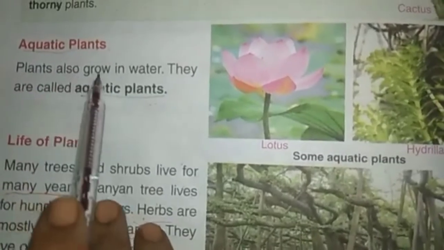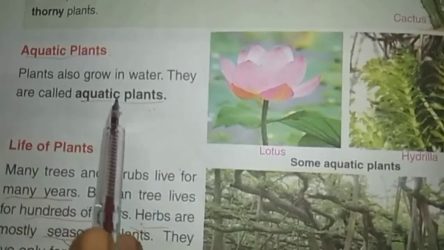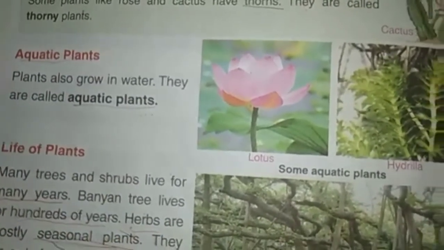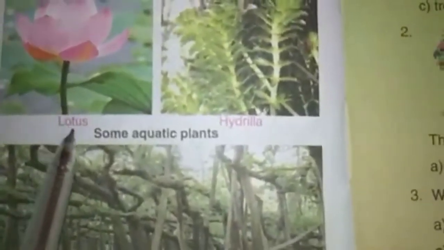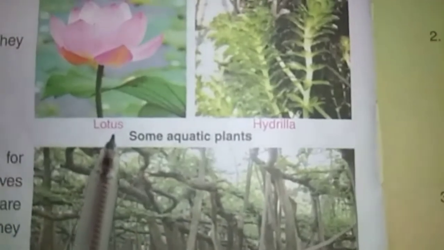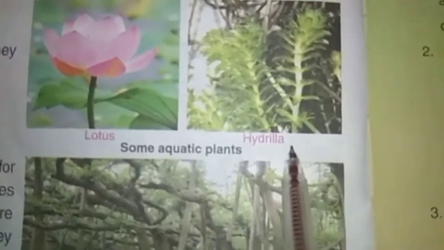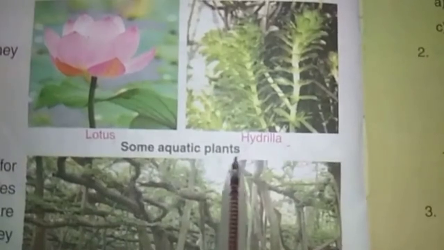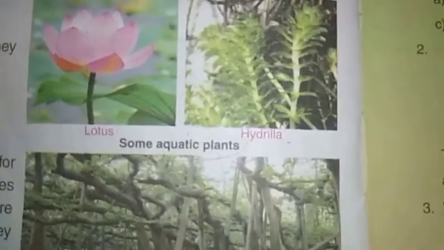Plants also grow in water. They are called aquatic plants. For example, lotus, L-O-T-U-S, lotus. Hydrilla, H-Y-D-R-I-L-L-A, hydrilla. So lotus and hydrilla are some aquatic plants.